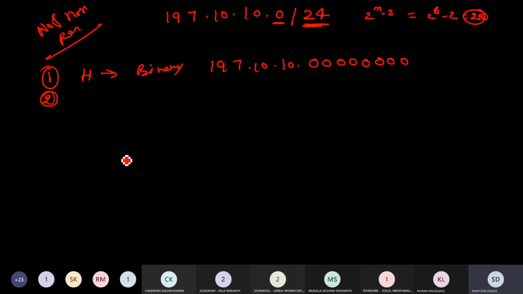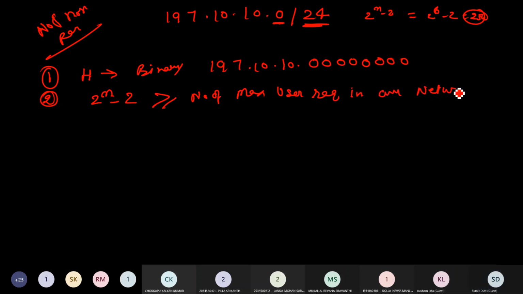Hope you remember. So here we have to apply one criteria, that 2 to the power n minus 2 is the formula for number of usable hosts. The number of usable hosts should be greater than or equal to the number of maximum users required in any network. This is the second step.